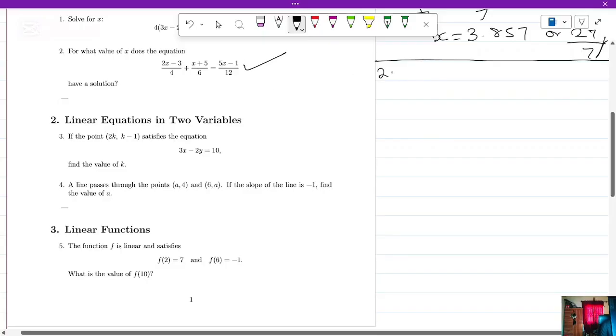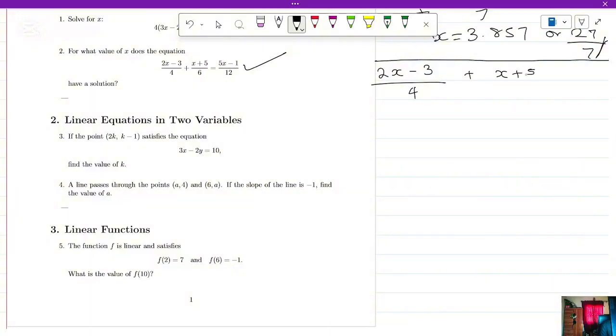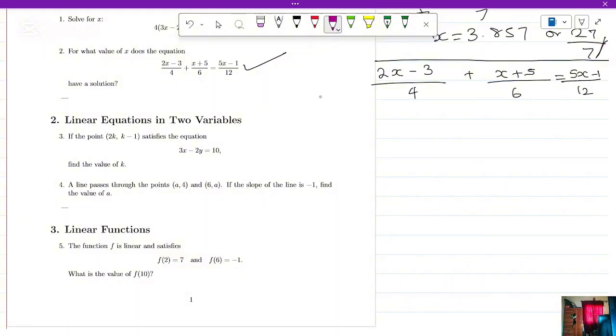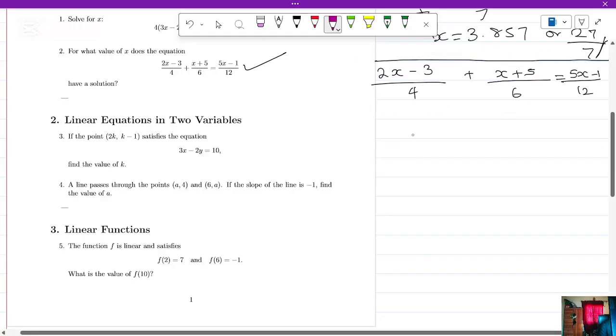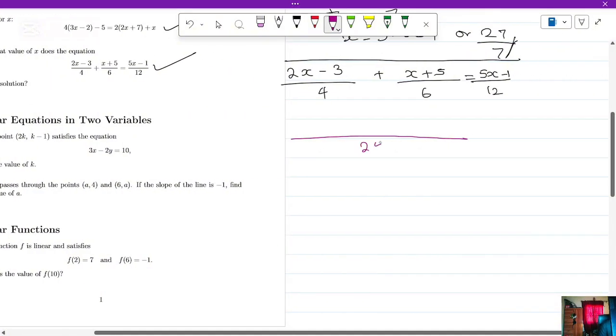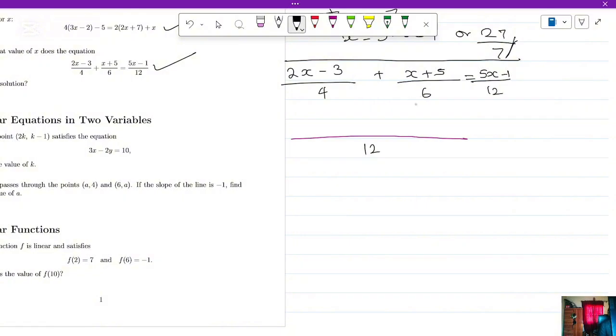For the second one, you have 2x minus 3 over 4 plus x plus 5 over 6 equal to 5x minus 1 over 12. Now for me to solve this, the best thing I always tell students to do is find the LCM of this first part. So let's look at the LCM. The LCM is going to be 24. Or if you don't want to use 24, you can do well to use 12. Yes, let's use 12, because 4 can go in 12, 6 can also go in 12.